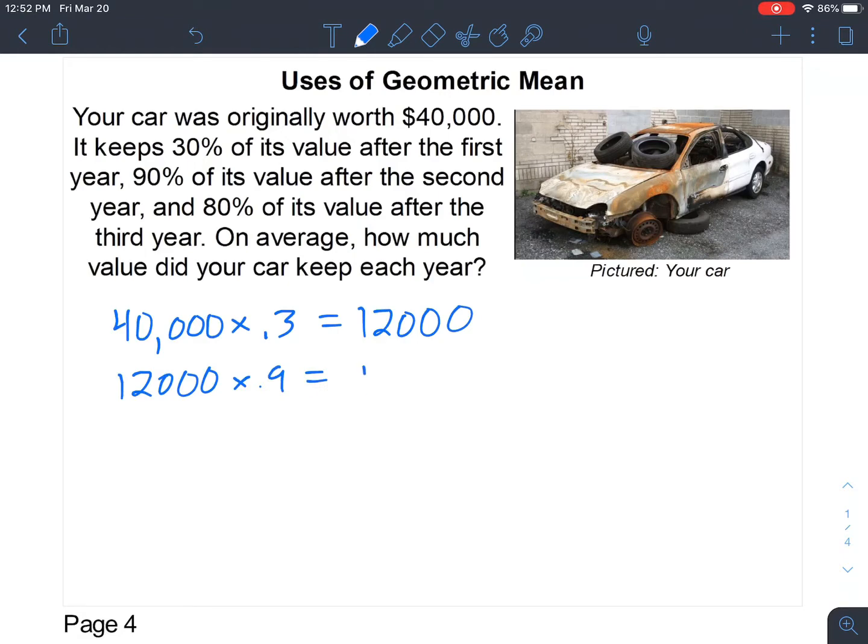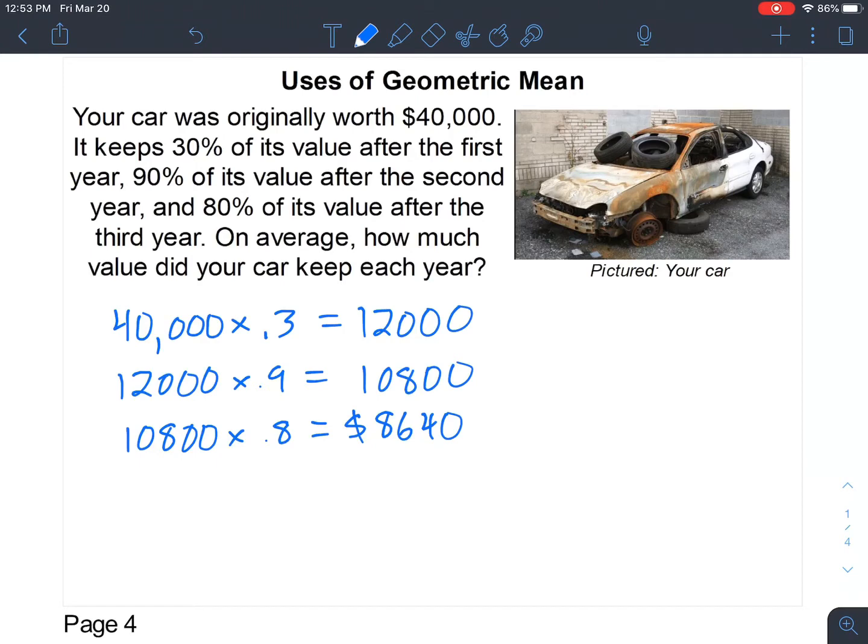And we would have 10,800. And then for the third year, we would multiply times 0.8. And that would give us, after 3 years, the car is only worth $8,640.